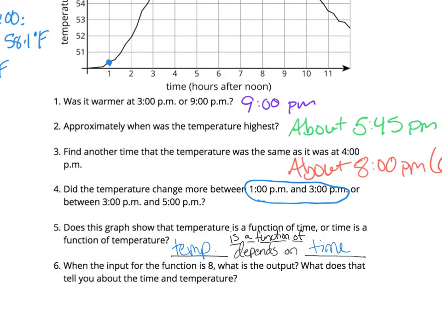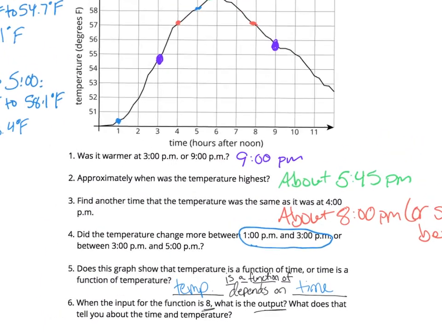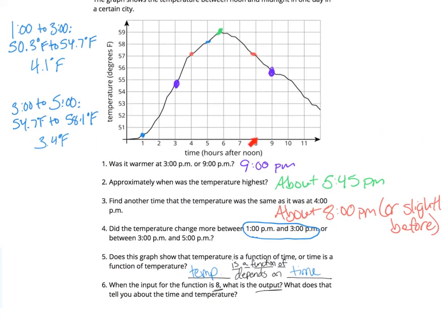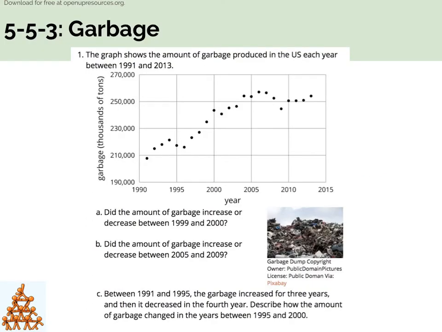Number 6, when the input for the function is 8, what is the output? So let's look back at the graph. Input is 8. That's at 8 hours after noon. What is my output? It's going to be 57 degrees there. And what does that tell you about the time and temperature? Well, it tells us that at 8 o'clock, or 8 hours after noon, the temperature outside was 57 degrees. There you go.